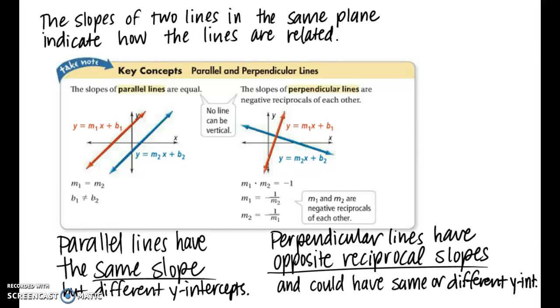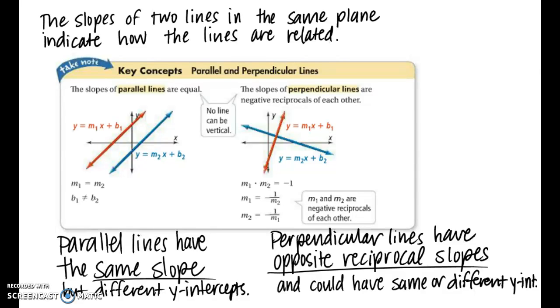The other special relationship is that of perpendicular lines. Hopefully you remember from the past 2 years, Algebra 1 and Geometry, perpendicular lines intersect at a 90-degree angle, therefore they cannot have the same slopes. In fact, they have slopes that are called opposite reciprocals of each other. And they could have the same or different y-intercepts. That part does not matter. So, opposite reciprocal slopes. This is sometimes a confusing subject for some people.